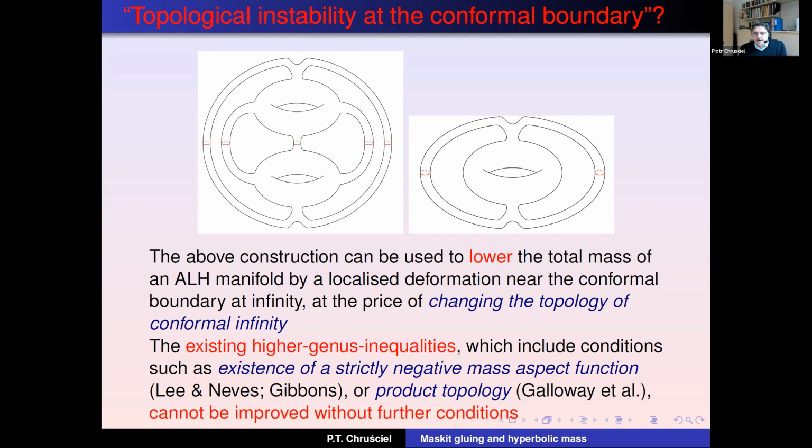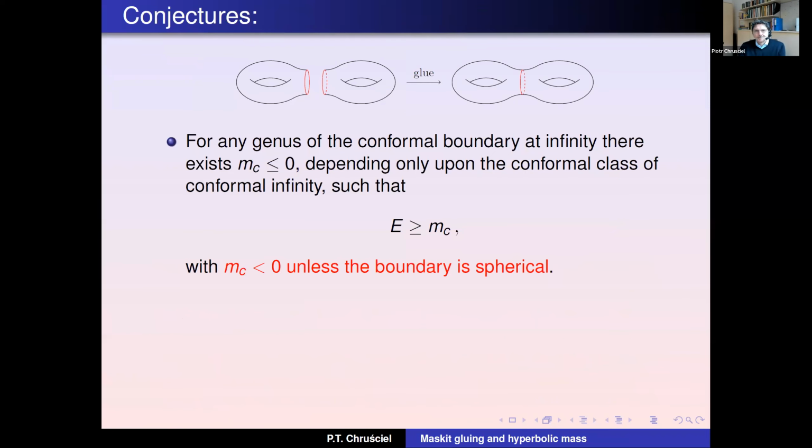So there are theorems by Lee and Neves. There was a theorem by Gibbons. Greg Galloway and me and colleagues have proved some other theorems like that, where you make various topological assumptions, and these are just plain wrong without further assumptions, right? So one needs those. Let me finish this with two conjectures.